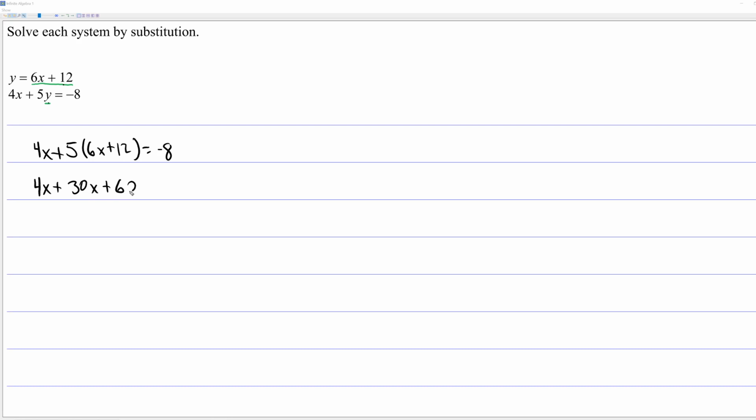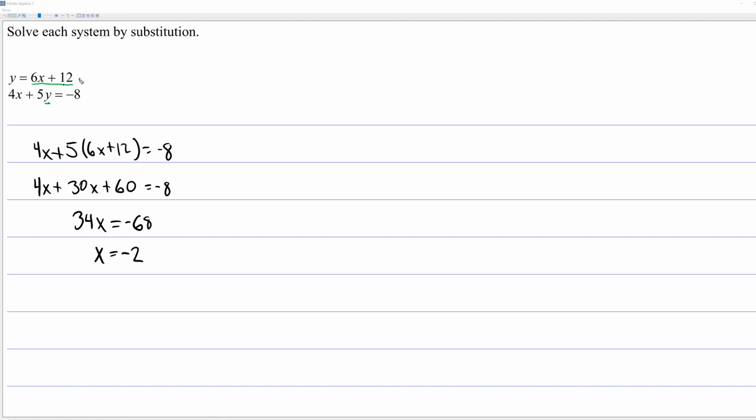5 times 12 is 60. That's negative 8. Well, 4x plus 30x is 34x. And if you subtract 60 from both sides, you get negative 68 on the right-hand side. So now if you divide by 34, negative 68 divided by 34 is negative 2. So just like in the previous question, you substitute this value wherever you like in order to find y.